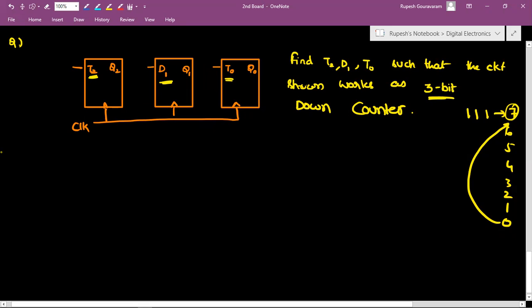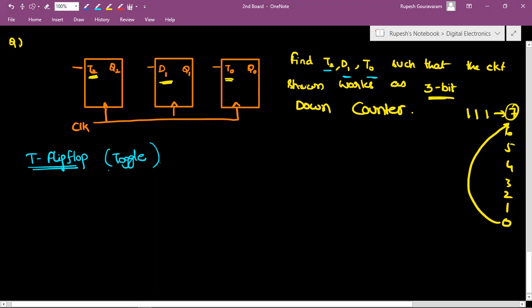So now what is this T flip-flop? T stands for toggle. Toggling means if it is 0, it toggles to 1. If it's 1, it toggles to 0. T stands for toggle. So this is a toggle flip-flop. So we have to find the combination of T2, D1 and T0. That is, they are asking us about the inputs. To find the input, which table will you use? Obviously, we will use the excitation table, right?